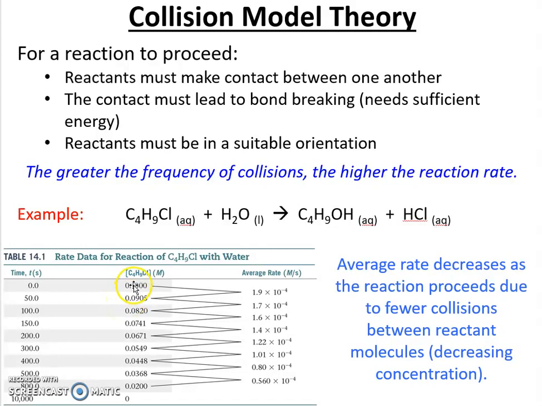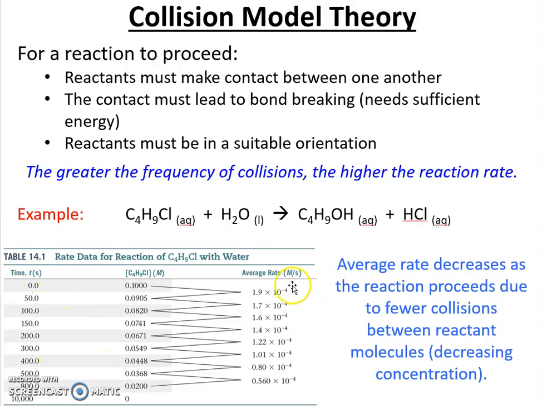If we take the change in concentration of butyl chloride divided by the change in time, we get this average rate, which is 1.9 times 10 to the minus 4th molar per second. We could do this over a range, from 0 to 800 seconds, or 0 to 400 seconds, and we're just going to take the difference in the concentration between 0 and 400 seconds divided by the change in time.